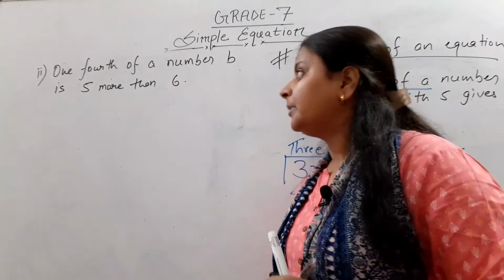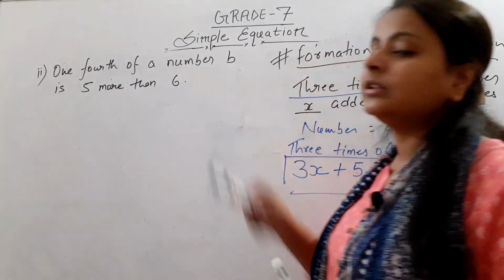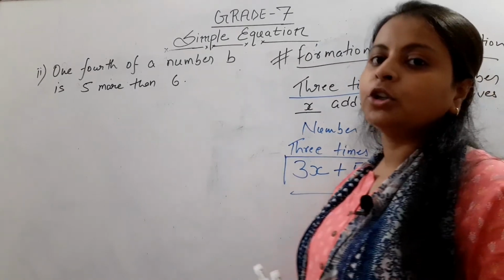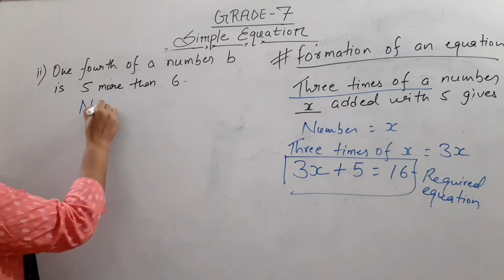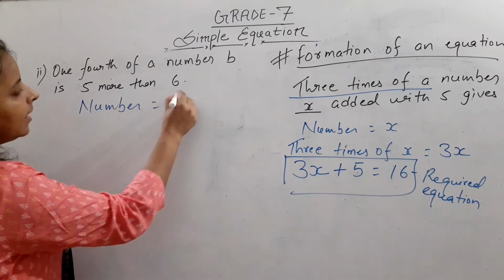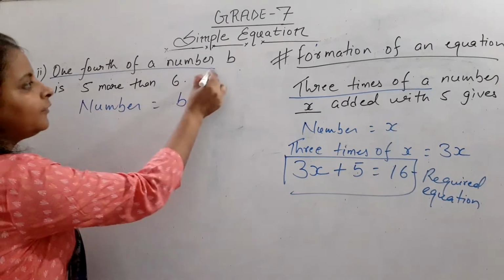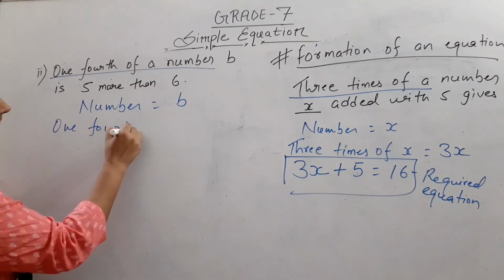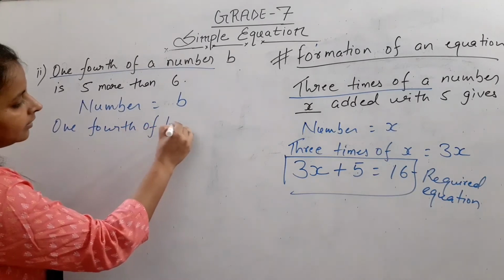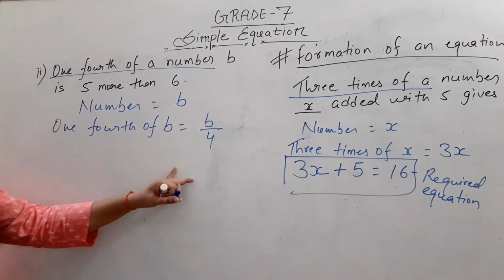The next example we have: 1/4 of a number b is 5 more than 6. 1/4 of a number b. Students, what is the number here? The number is equal to b. So, what do we find first? 1/4 of a number b. 1/4 of b, that is b/4. This is 1/4 of b.